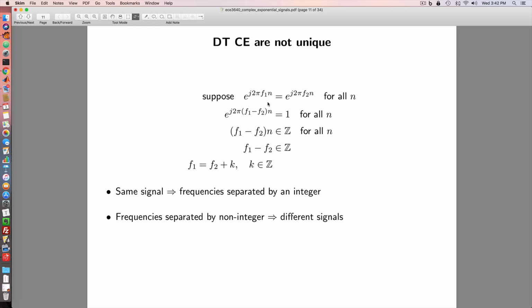So what this tells us is that you can have two complex exponentials with different frequencies that give you an identical sequence, provided that the frequencies differ by an integer. This is very strange, and this tells us that discrete time complex exponentials are not unique.